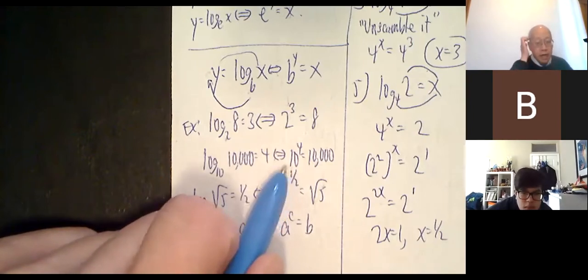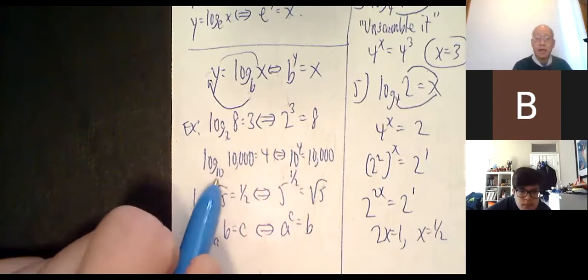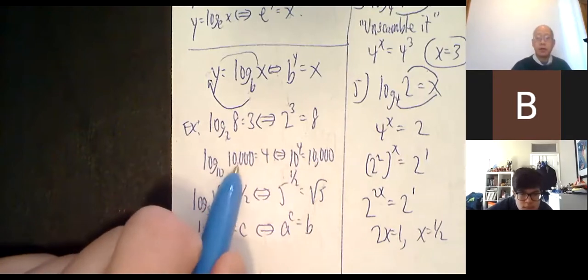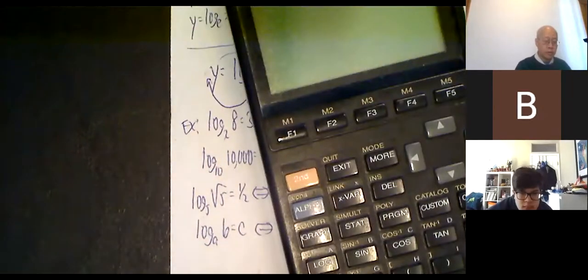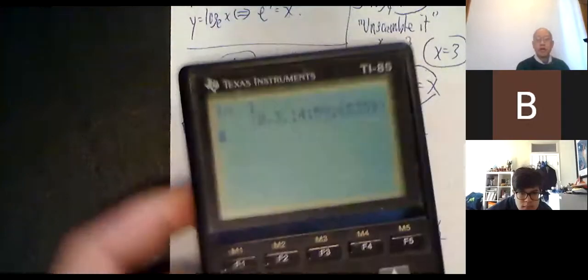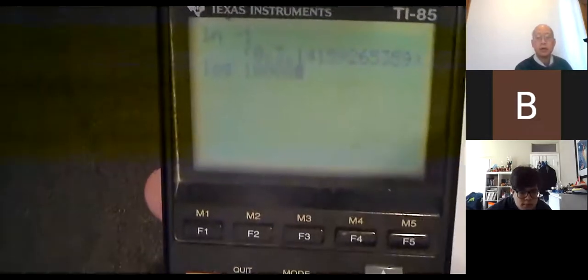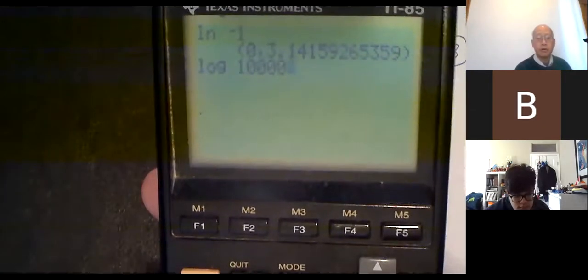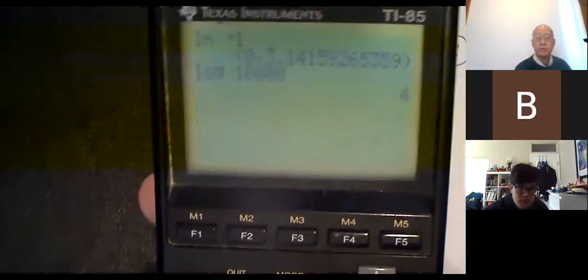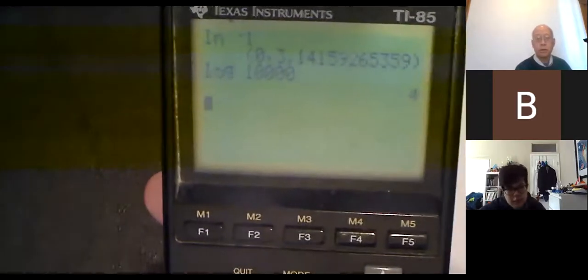Okay, and by the way, we have a button that does log base 10, log of 10,000. So just for fun, let me do that. And you can try it on your calculator now or not. If you have your calculator handy, go ahead and try it. But if not, just follow the notes later. But I'm claiming log 10,000, like so, ought to be 4. There it is, 4. Okay.